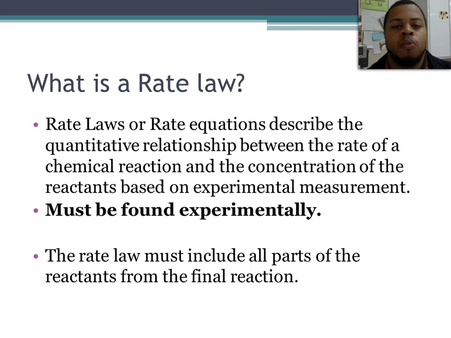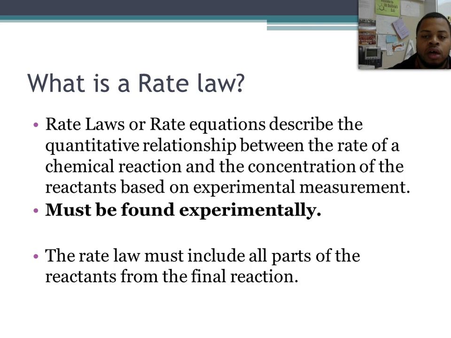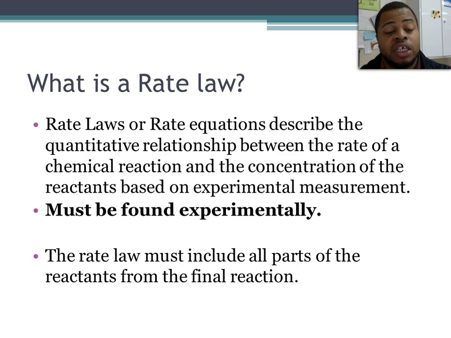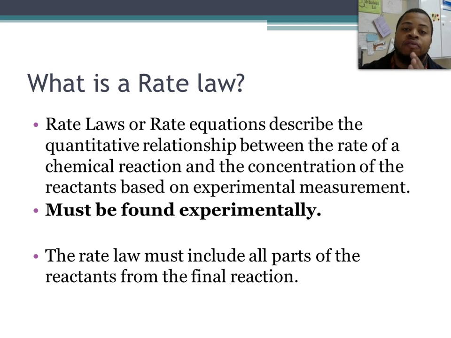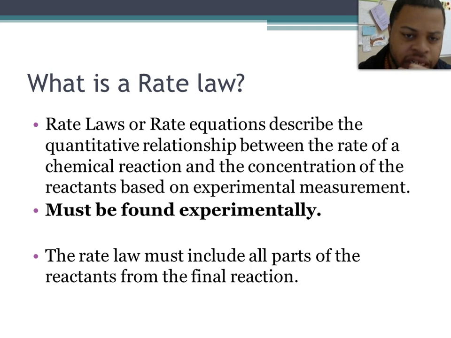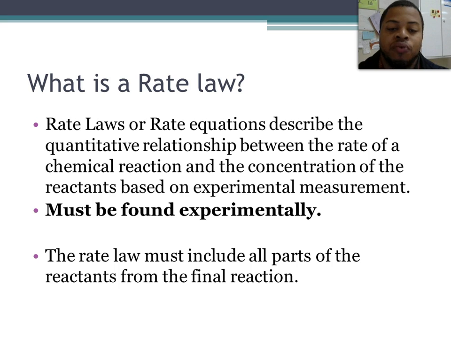The first thing is, what is a rate law? Now, a rate law or rate equation basically gives us a quantitative, or mathematical, relationship between the rate of the reaction and the concentration of the reactants that we're using. The way that we find this rate law, we have to actually do experiments to find it. We have to go about finding this experimentally. Now, one part that's going to be very crucial is the rate law has to include all of the reactants from the final reaction. So I cannot have a rate law that only has one reactant in it if my reaction has three reactants. All of them have to be represented.